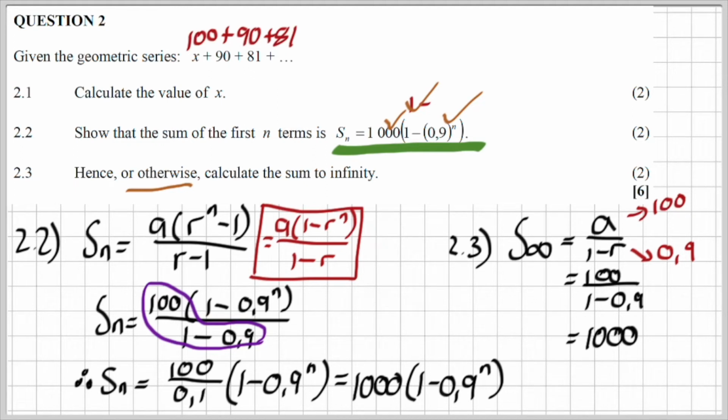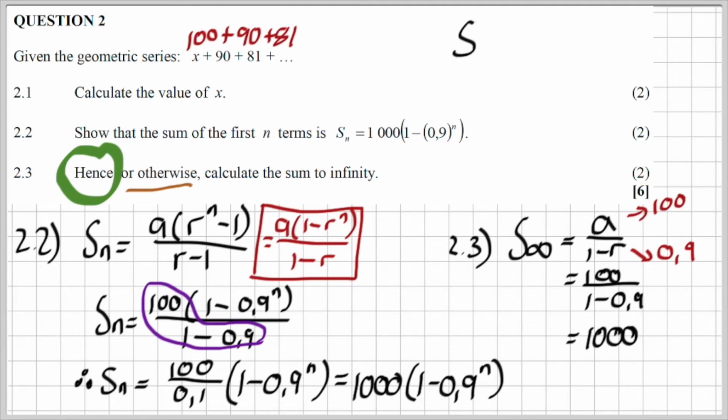Easy, easy claps. But now I've got a question for you. How would I solve this if I tried to do it using the word "hence"? In other words, what did I have previously? What would I do? Well, let me share this with you. What I could do is look at S_n being 1000 times (1 minus 0.9 to the power of n).